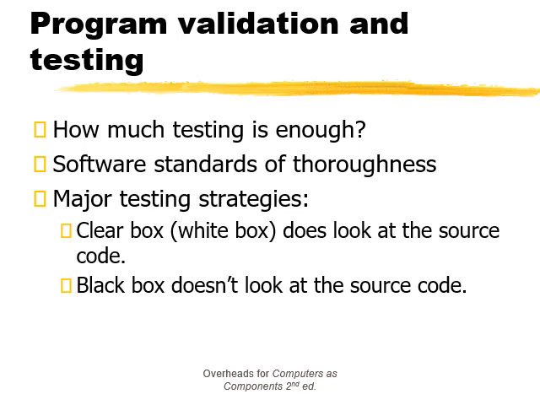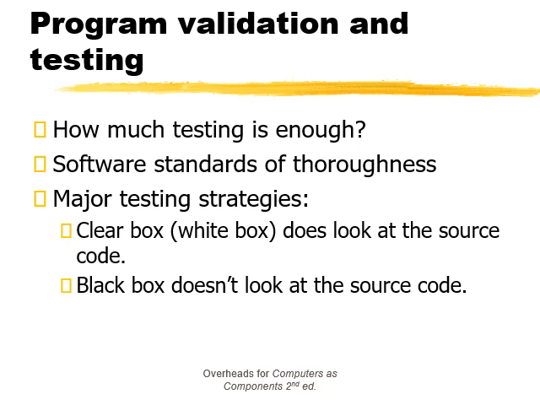Now coming to the final topic, program validation and testing. We need to know how much testing is enough to make sure our program is working fine. Software standards of thoroughness. Major testing strategies are clear box and black box. Clear box, also known as white box, does look at the source code. So in clear box we do look at the source code. In black box we do not look at the source code.